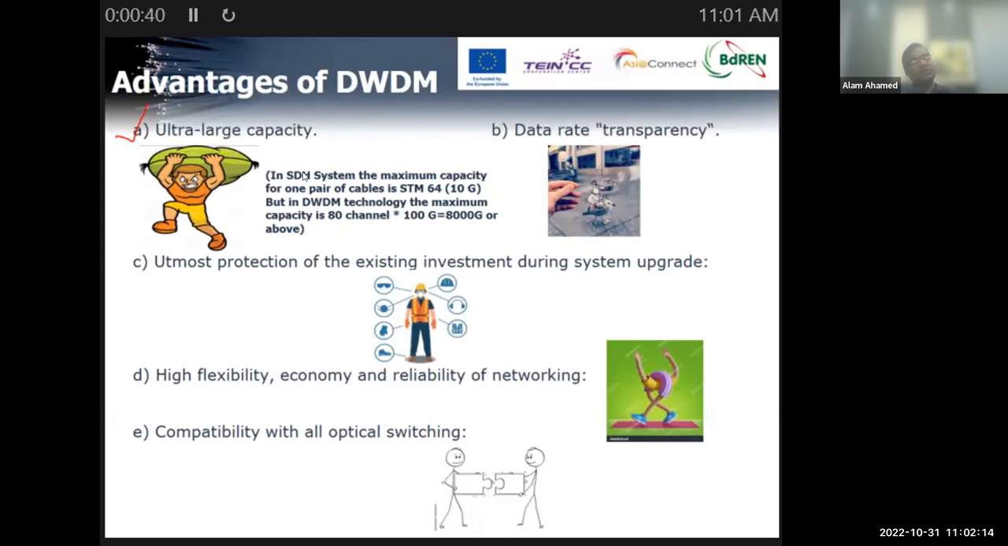Another disadvantage of SDH channel is overhead byte. In the PBS class, you explained one STM is equal to 155.52 megabits per second.